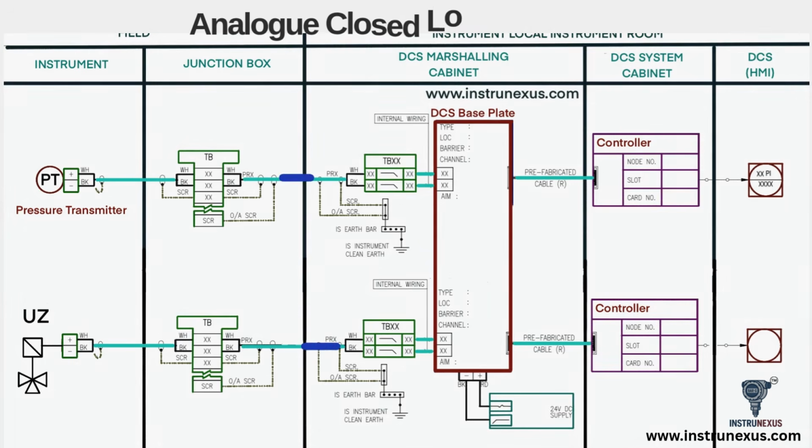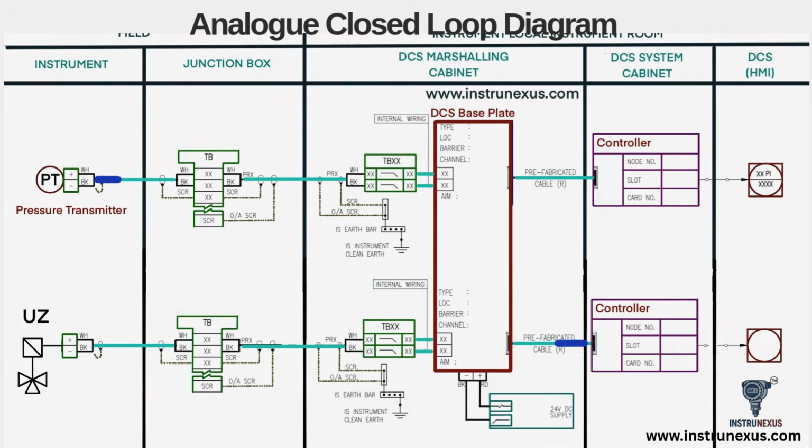This loop diagram illustrates the complete wiring for two separate instrument loops, an input loop from a pressure transmitter and an output loop to a control valve. Let's trace the top loop first. Starting in the field, the pressure transmitter sends its signal. The wires run to a local junction box and then through a main cable into the local instrument room. Here, the signal enters the DCS marshalling cabinet, where the cable shield is grounded at the IS earth bar.